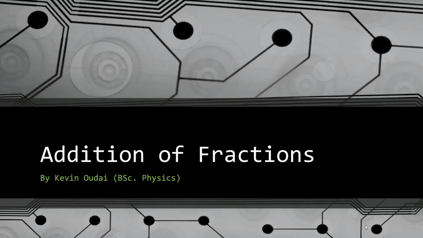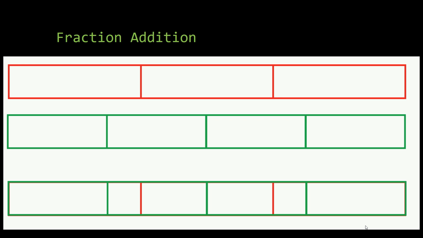Now we're going to start dealing with operations on fractions, or irrational numbers. Before I give you simple steps to follow to answer the addition of fractions, I want you to first consider the diagram. In this diagram, the first box is broken up into 3 even pieces. The second box is broken up into 4 even pieces.